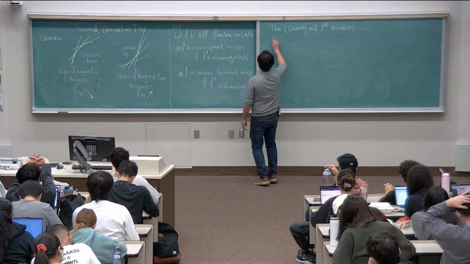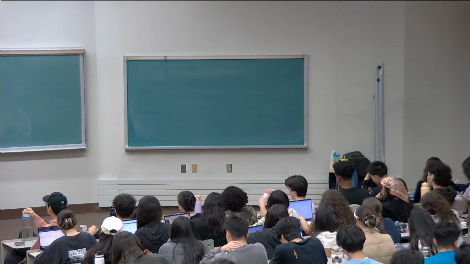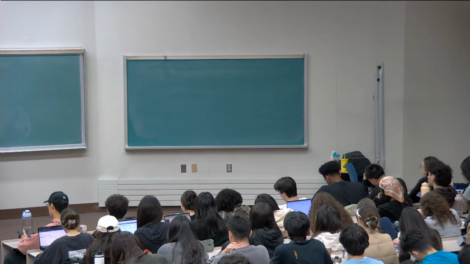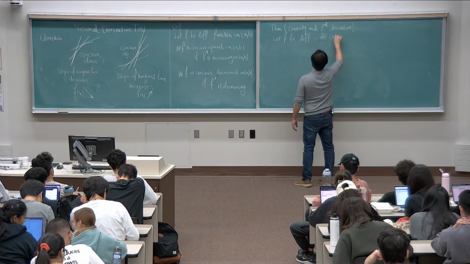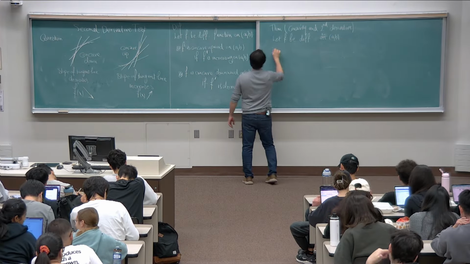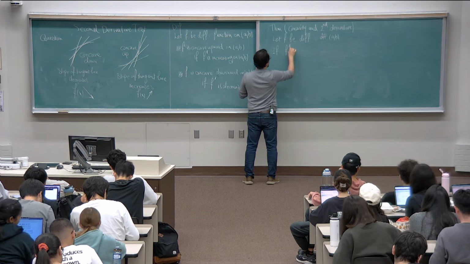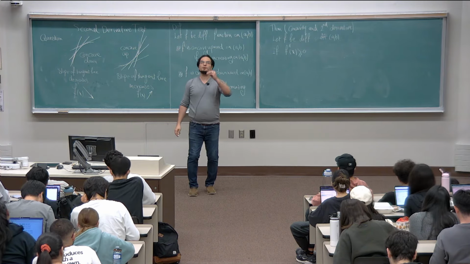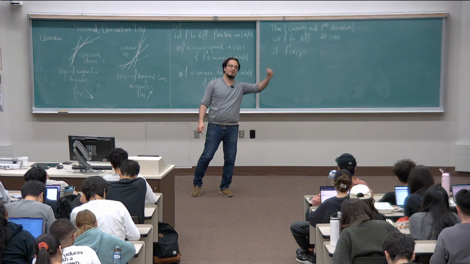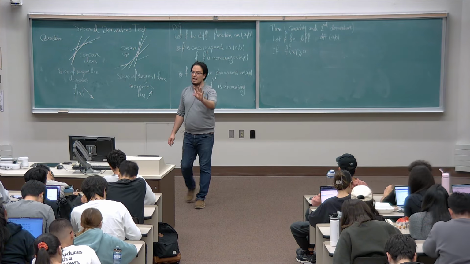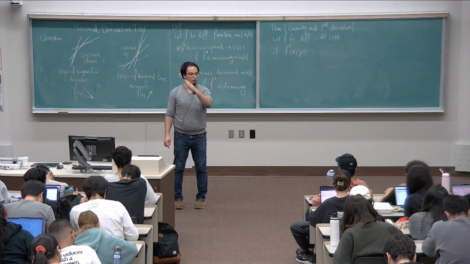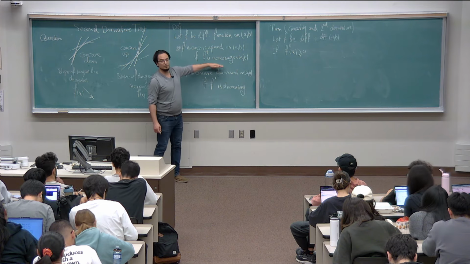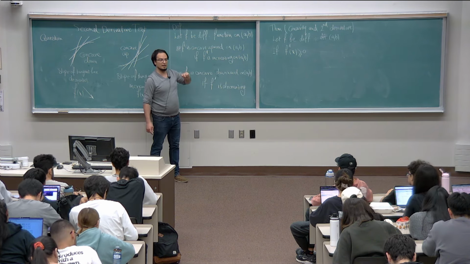Let f be differentiable on AB. Then if f double prime is bigger than or equal to 0, f double prime is the derivative of f prime. If a function has positive derivative, it's going to be increasing. In other words, if f double prime is positive, f prime is going to be increasing. And that's how we find concavity upward.